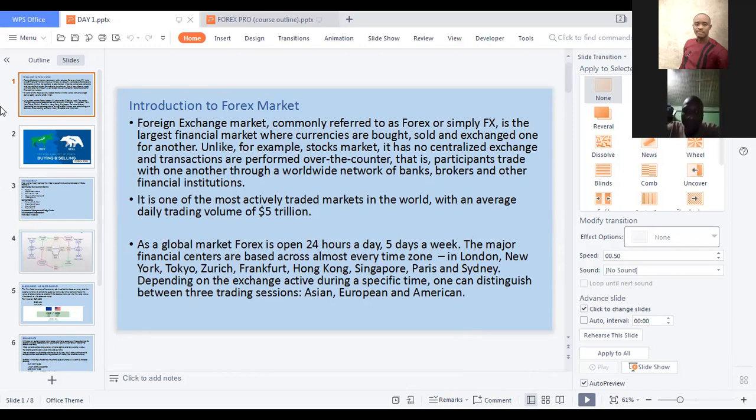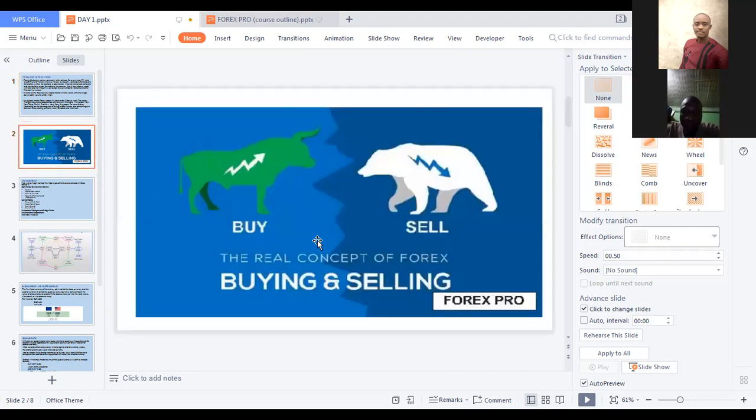Are you with me? Now, somebody might ask you, what exactly is Forex? Forex is either buying or selling. I repeat, Forex is either buying or selling. If you look at the blue-green animal on my left, that symbolizes buy. Look at the white animal on my right, that symbolizes sell. Those two animals are opposing each other, facing each other.